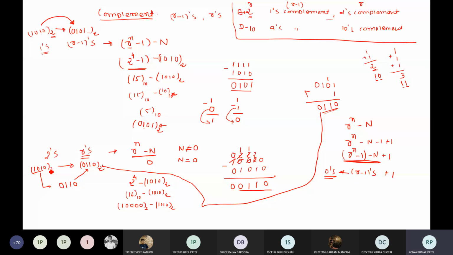Again, start from the right side, your least significant bit. Keep 0 as it is until you get the first 1. The first 1 has come. Keep it as it is. Change the remaining digits. How? 0 to 1, 1 to 0. So I have done it. What is that? 2's complement.